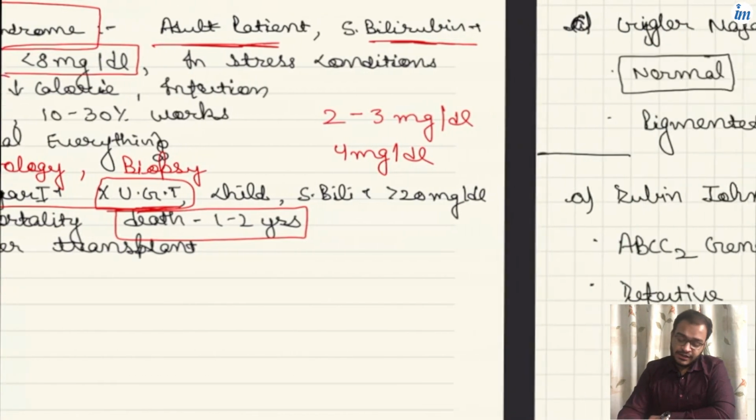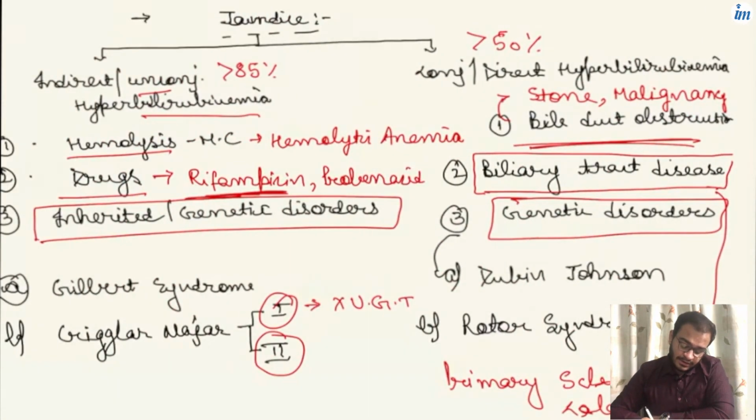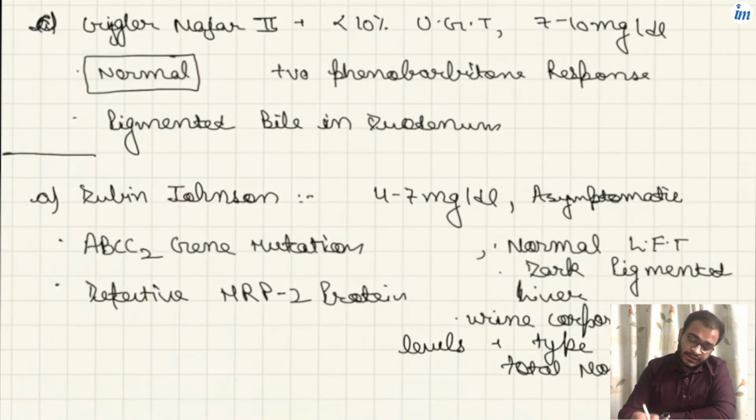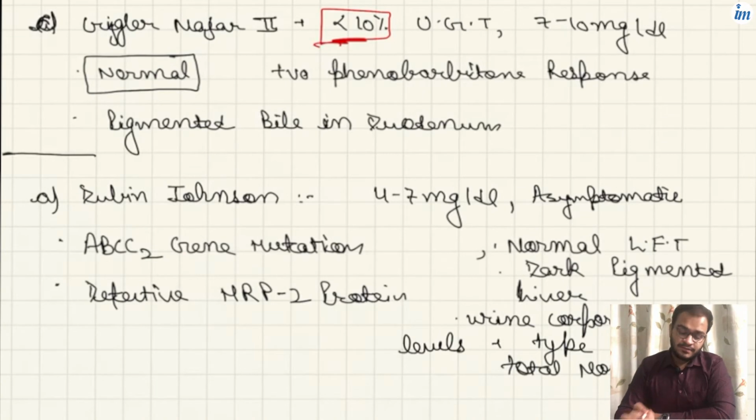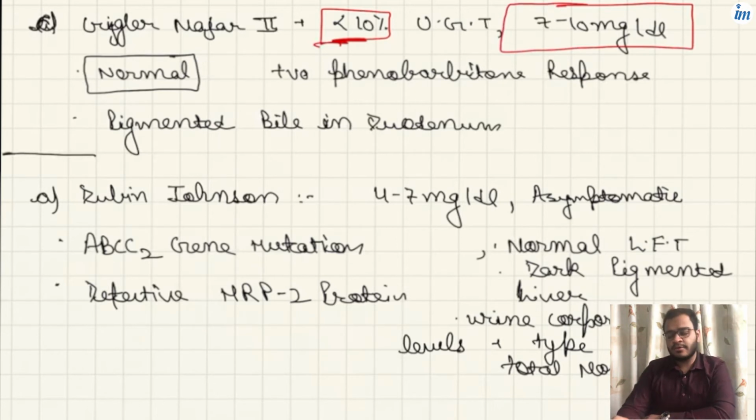Now, another type I told you: Crigler-Najjar syndrome has two types, type 1 and type 2. In type 2, what happens? UGT is present, but it is not working properly. It is working at less than 10%. Less than 10% of this enzyme is working. You're getting my point, friends? In these patients you will get bilirubin levels near 7 to 10 milligram per deciliter. Everything comes out normal.